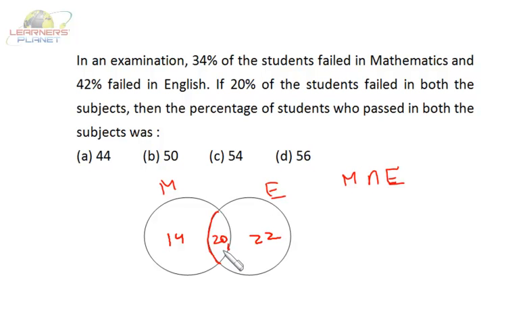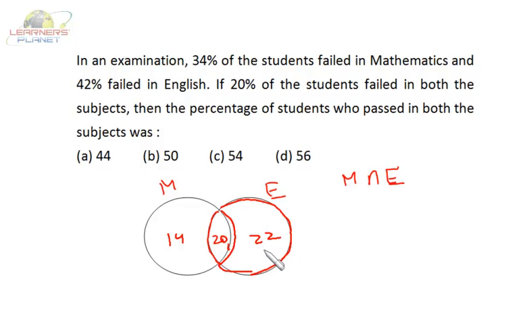So various questions are asked on this concept. Suppose you are asked how many students failed only in mathematics, that means 14% students failed only in mathematics, 22% students failed only in English, that is, this portion is only English.